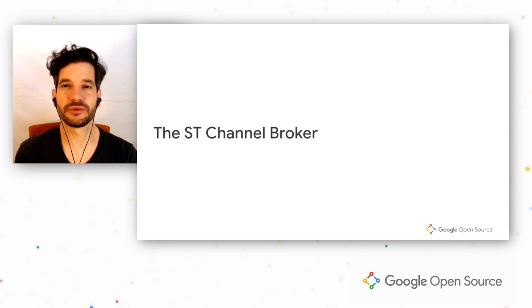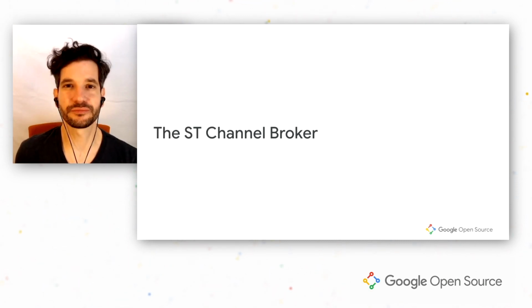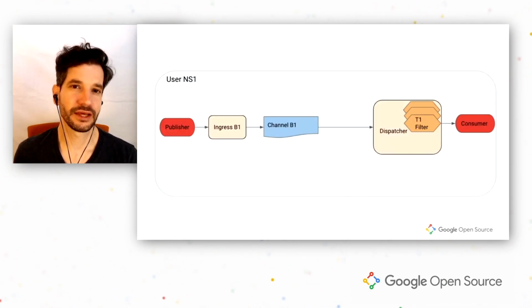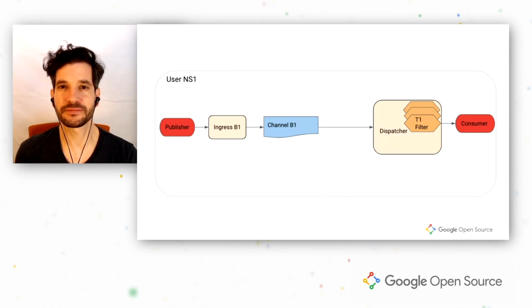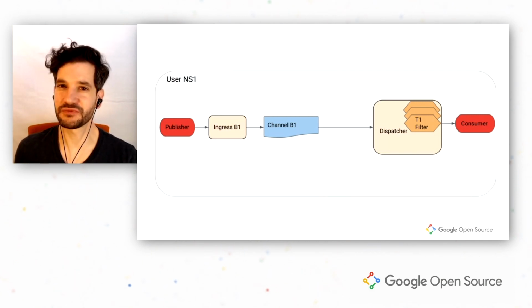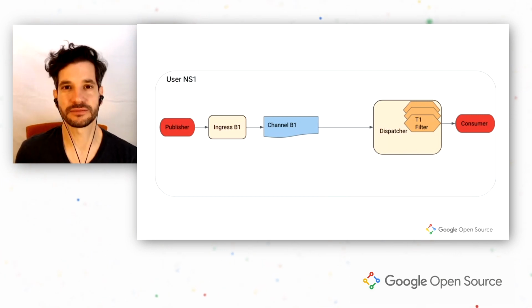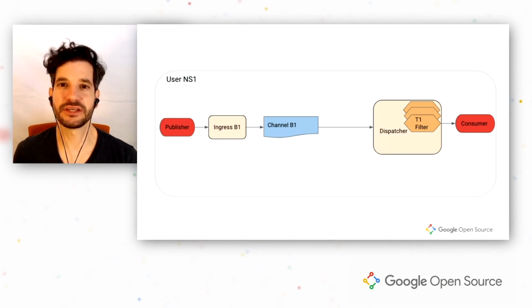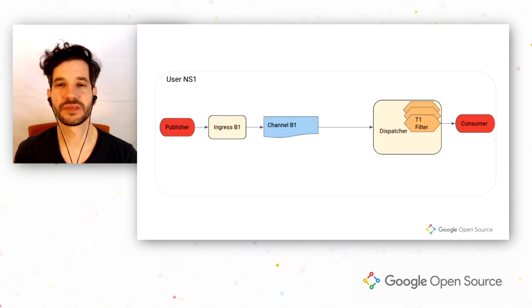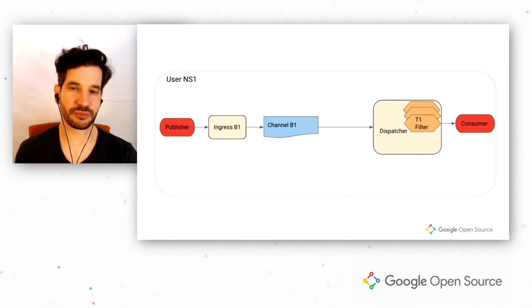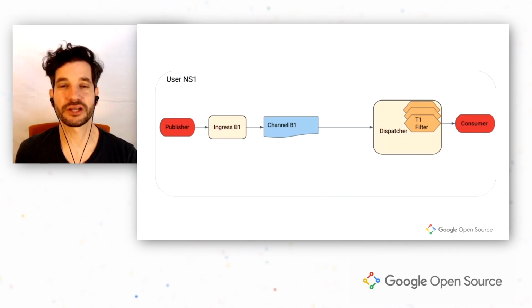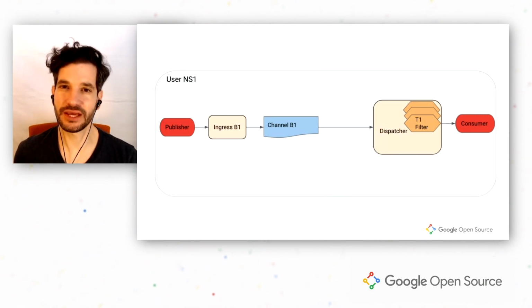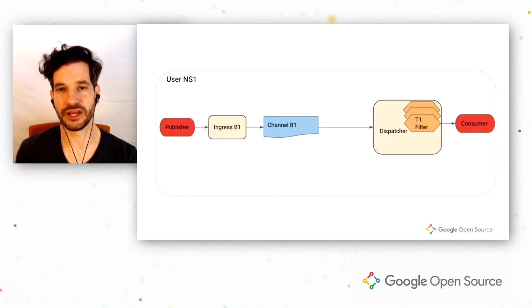The first broker implementation didn't have a name at the time, but we'll call it the single tenant channel broker for now. Its implementation looked like this. An ingress pod receives events from publishers and forwards them to a channel. The dispatcher pod receives every event from the channel, checks it against each trigger filter, and delivers any matches to the relevant consumers. For simplicity, the ingress and dispatcher pods only handle the events for a single broker, and they run in the same namespace in which the broker object was created.